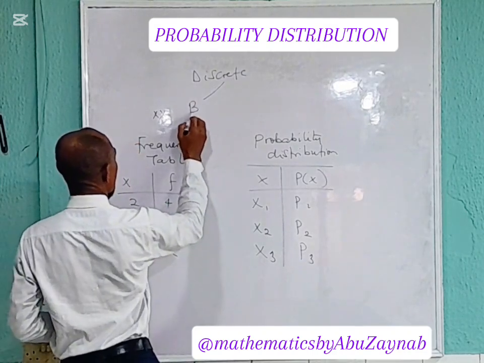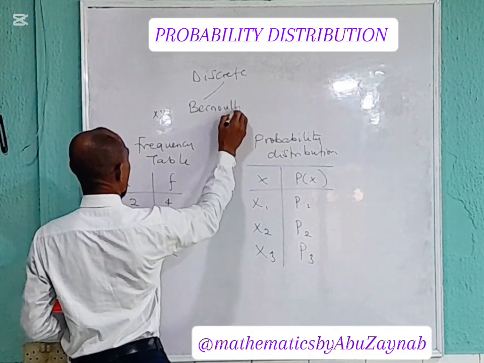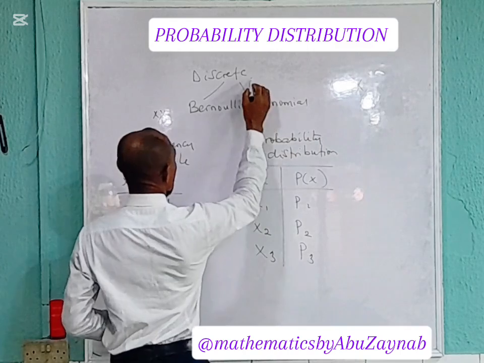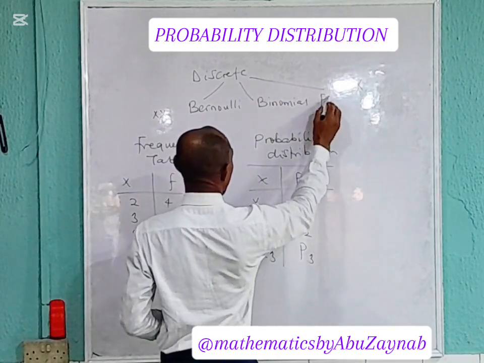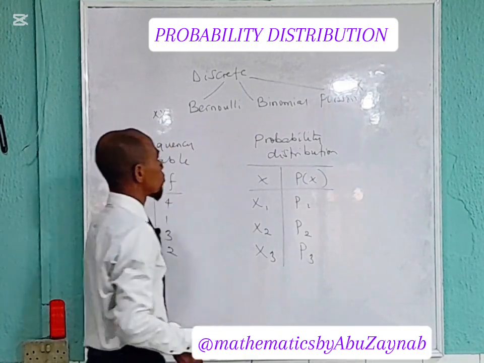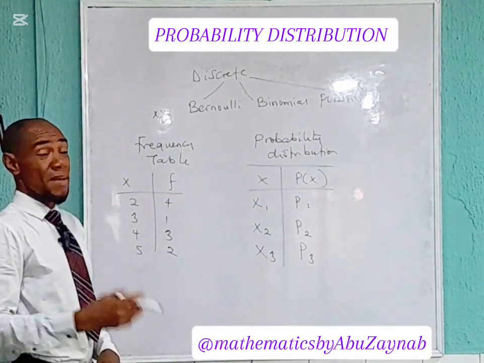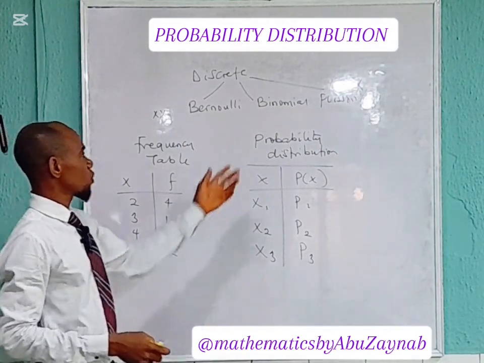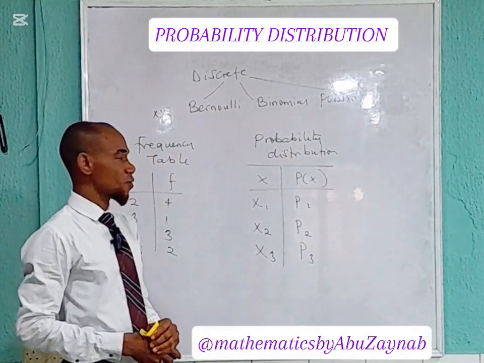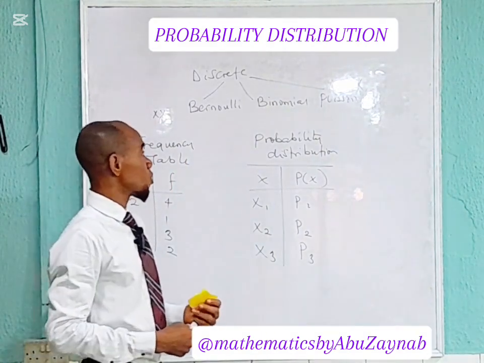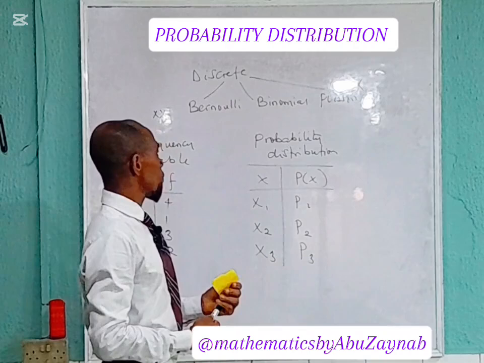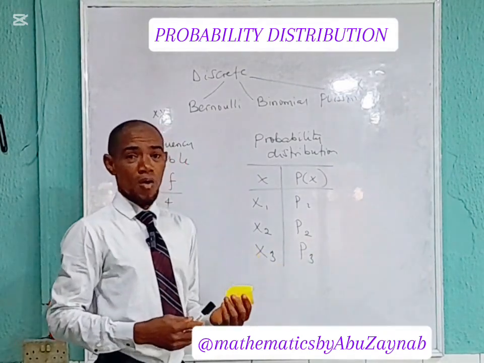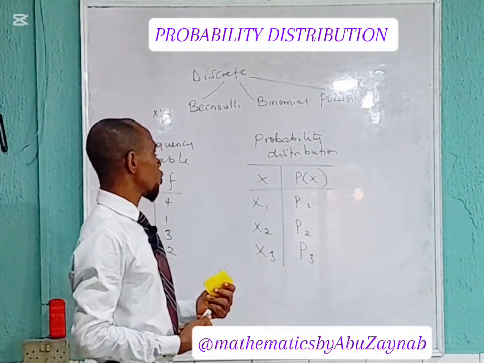We have Bernoulli, we have binomial, and of course they are not limited to these, and we have the Poisson. These are examples of discrete distributions, and many more, of course. But for the purpose of our videos, we shall be looking at just the binomial and the Poisson in later videos. On the other hand, for continuous, which is actually beyond the level of this class, we have a lot of examples, the most popular of them being the normal or Gaussian distribution.